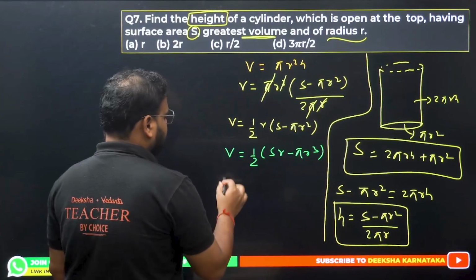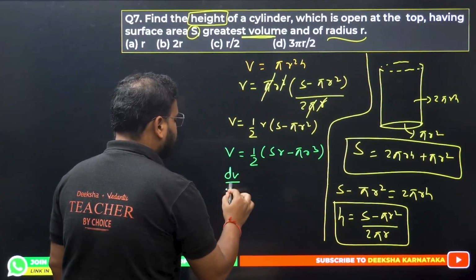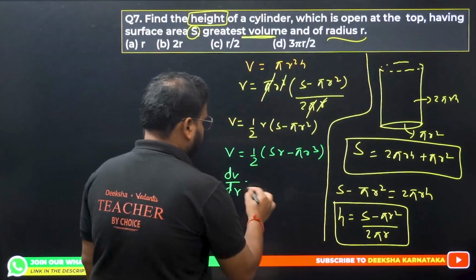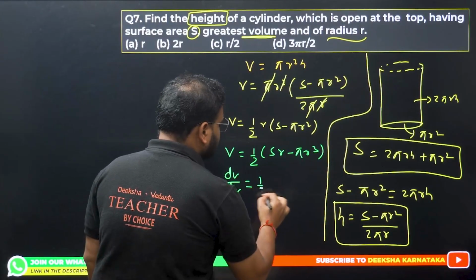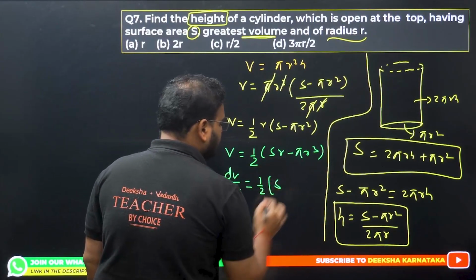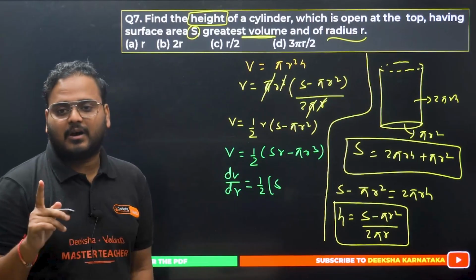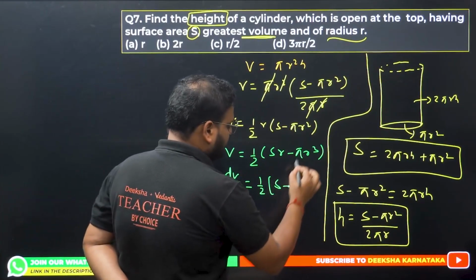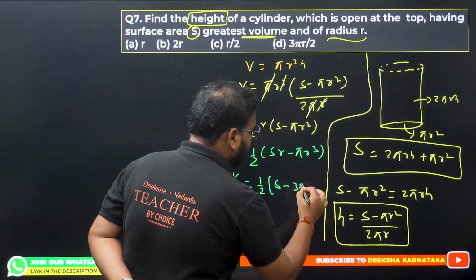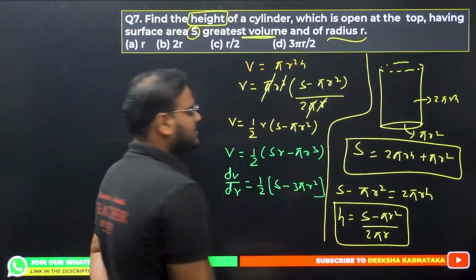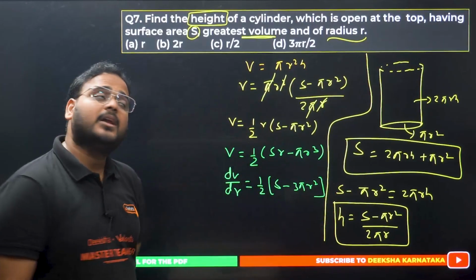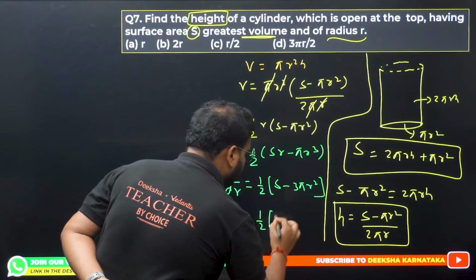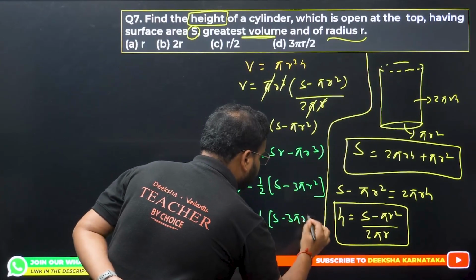Okay, differentiate this now, dV by dr, to find the critical points. 1 by 2 is a constant. For this I'll get S, because the derivative of r will be 1, and S is simply S. And for this I get 3 pi r square. Simple as that. How do you find the critical point? Put it equal to 0. 1 by 2 S minus 3 pi r square.